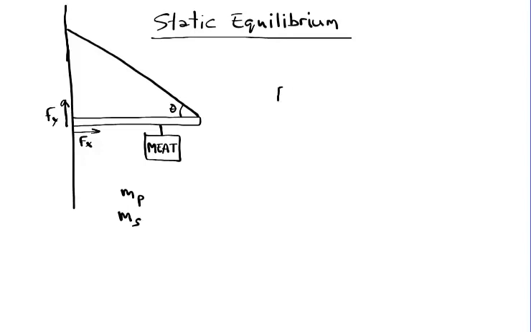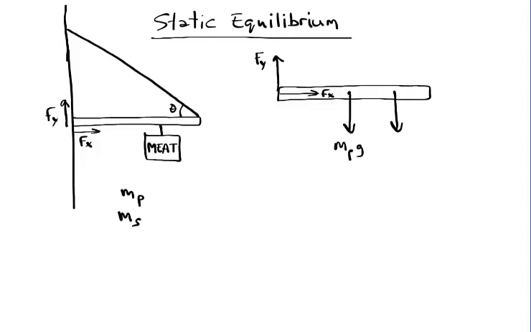In order to do this, I'm going to draw a separate free body diagram over here and start labeling forces. So one of the forces I have is that X force that's being exerted by the wall. Another force is the Y force that's being exerted by the wall. Now the pole itself is going to have weight, so I'm going to write MPG for that. And the sign is also going to exert a force on the pole, so I'm going to write MSG. And finally, we have the tension being exerted by the cable, which is at this angle here.